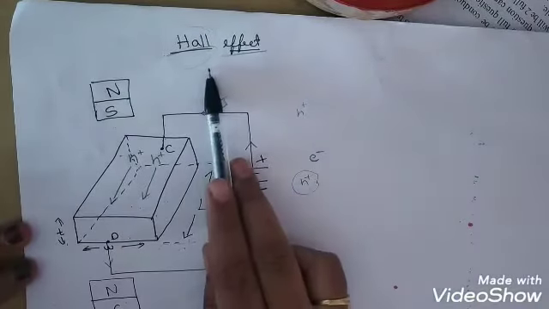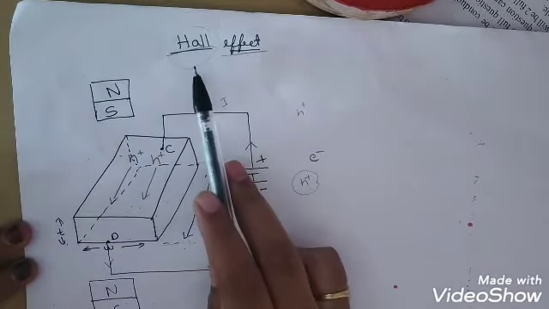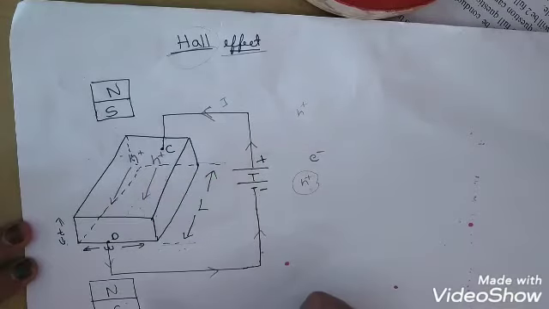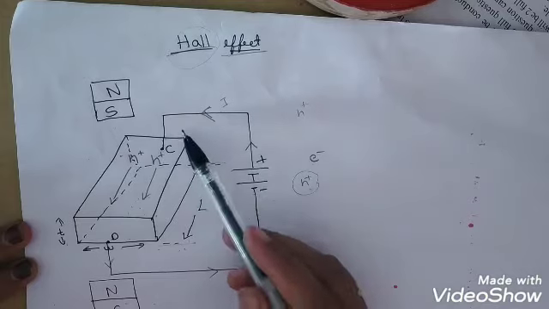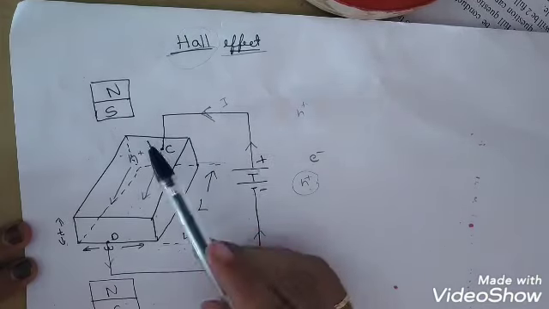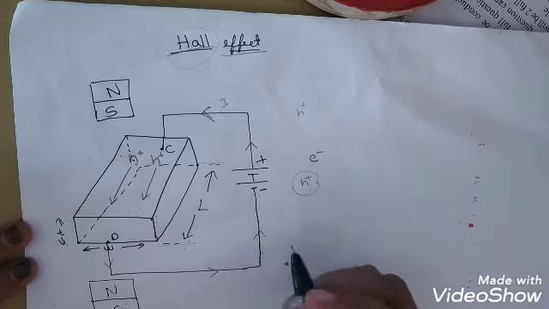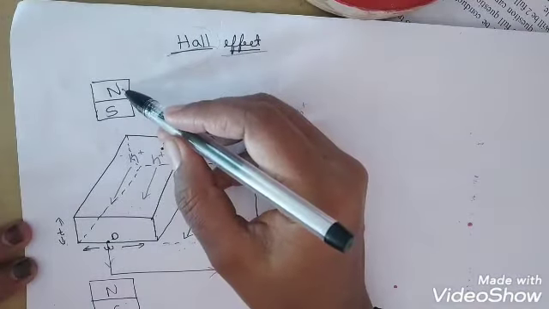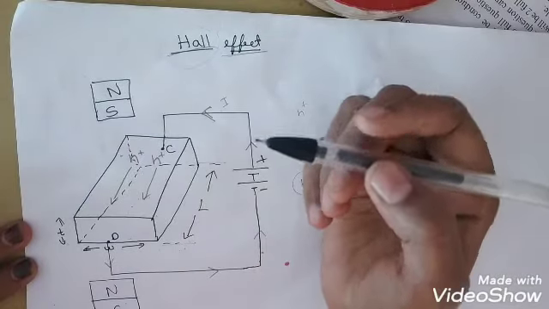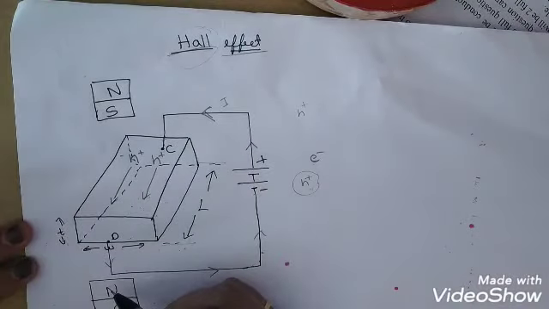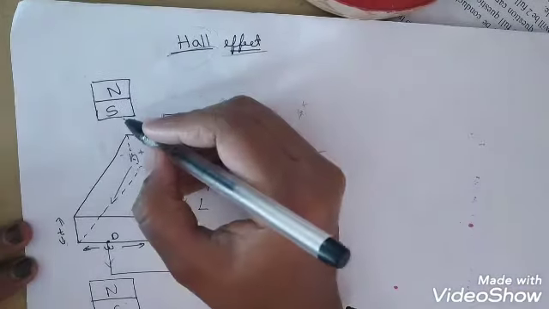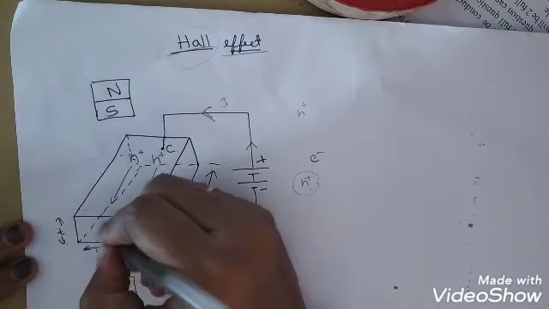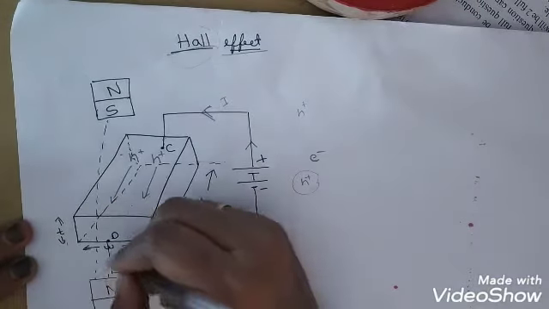We are discussing the Hall effect. For that, we need to create a magnetic field exactly perpendicular to the direction of the conventional current. That is, this is the north pole and south pole, and this is the south pole and north pole. We are creating a magnetic field. We know that the magnetic flux lines always flow from the north pole and end at the south pole. So these are the magnetic field lines.